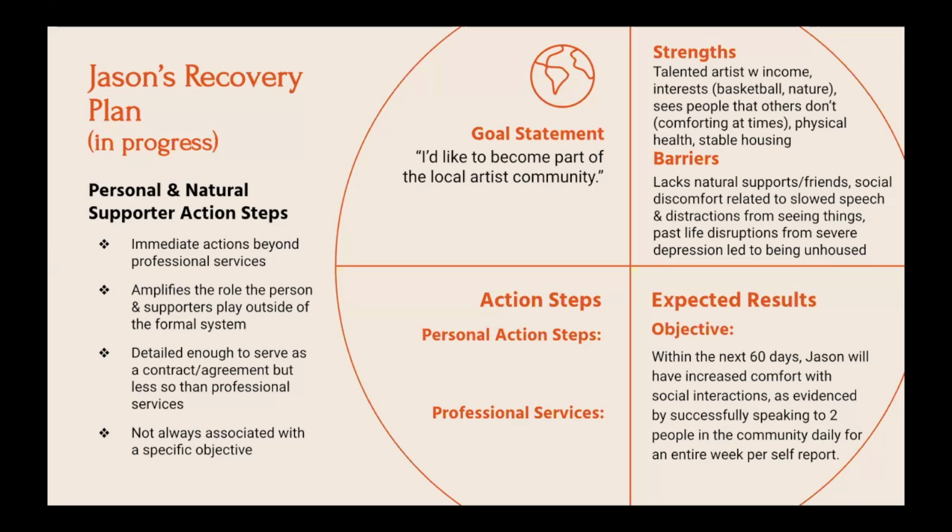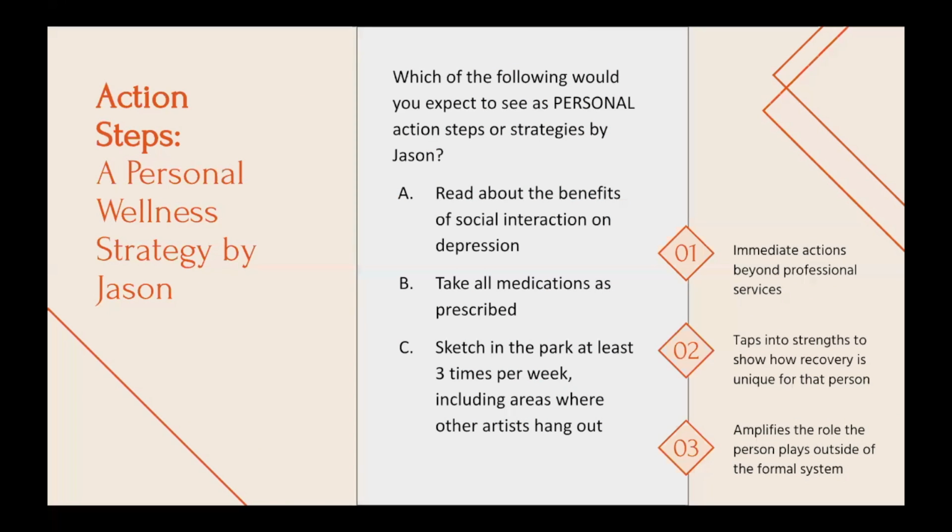So if you'd like to develop that on your own for additional practice, this is a great time to hit the pause button and do that. Otherwise, we're going to look at some options. So which of these would we expect to see as an action step by Jason, what we might call a personal wellness strategy on the plan based on what we know about Jason?